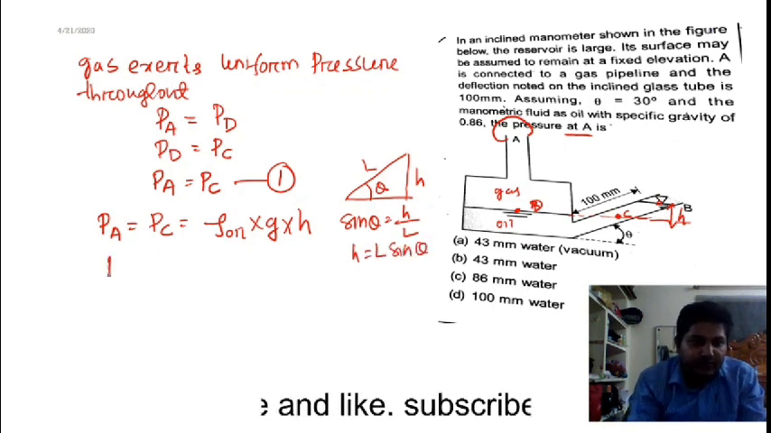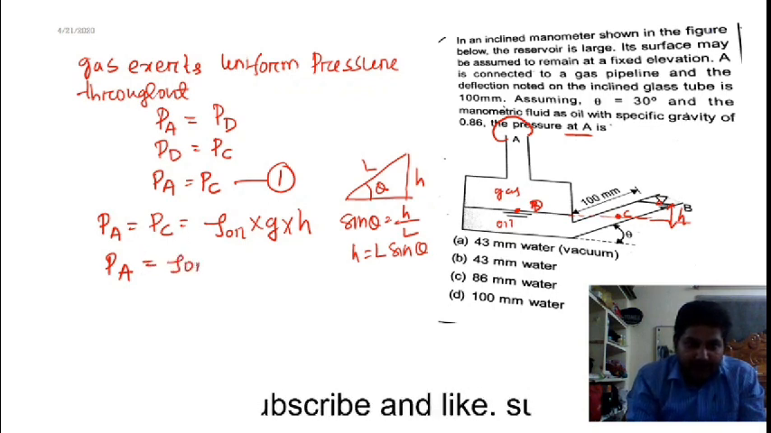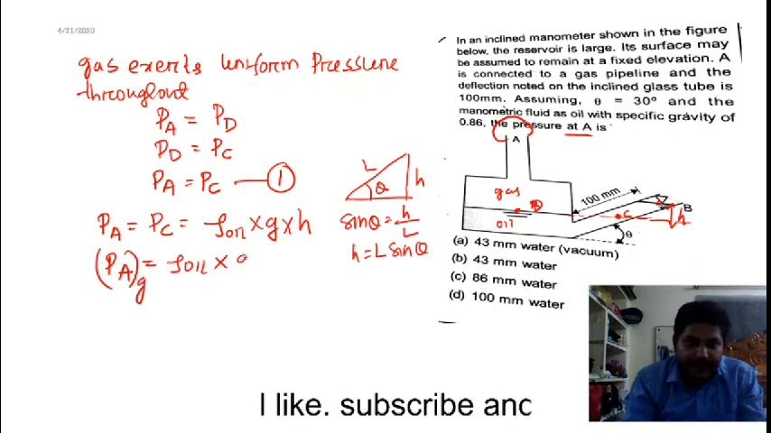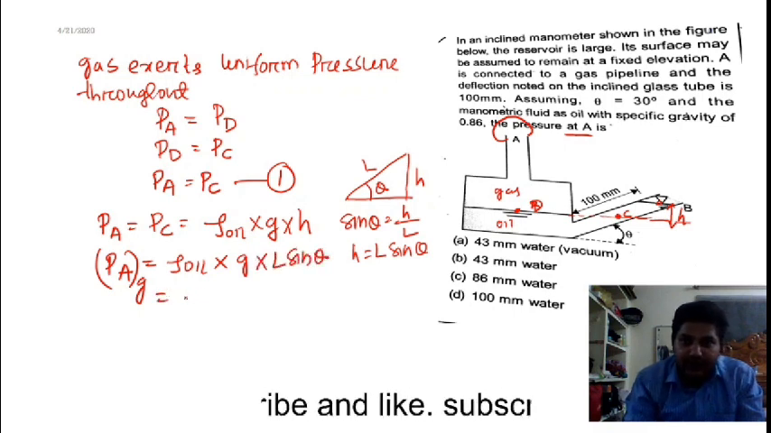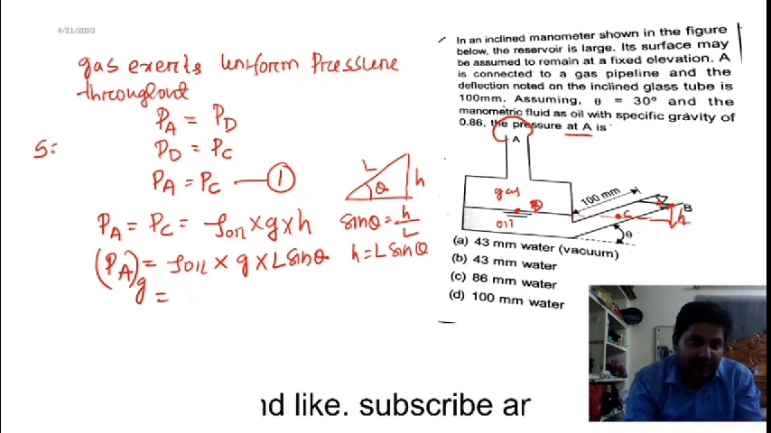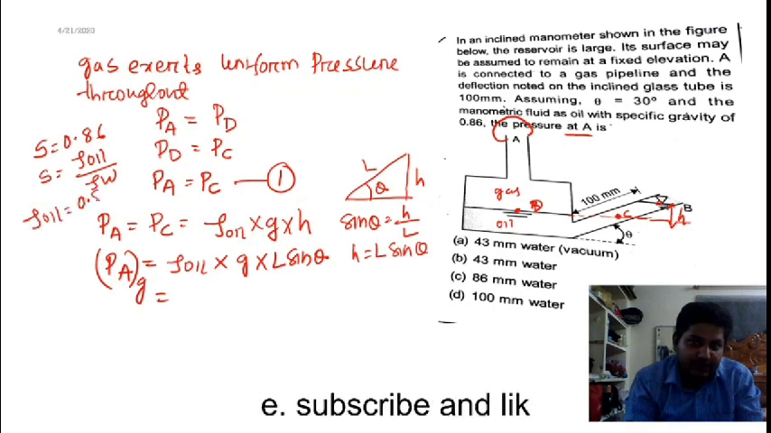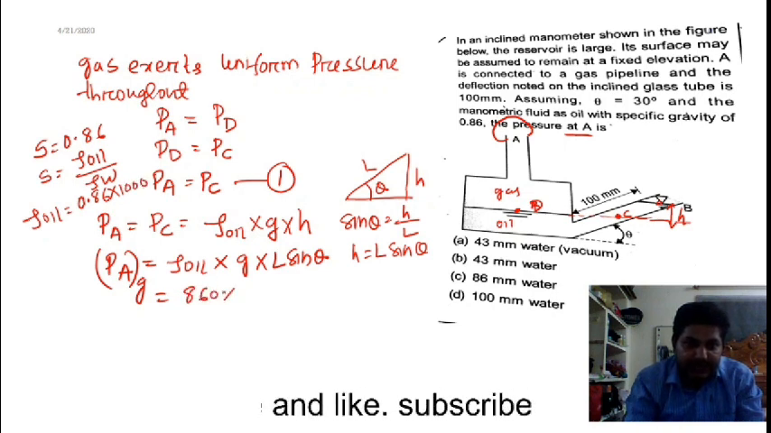So the pressure at point A, I can write as rho of oil into g into L sine theta, and this is the gauge pressure, atmospheric pressure is 0. So what is the density of the oil? Density of the oil is not given directly, but the specific gravity of the oil is 0.86. So specific gravity of the oil equals density of the oil by density of water. So from here density of the oil will be equal to 0.86 into 1000, so this is 860, into 9.81 and this is 100 mm.